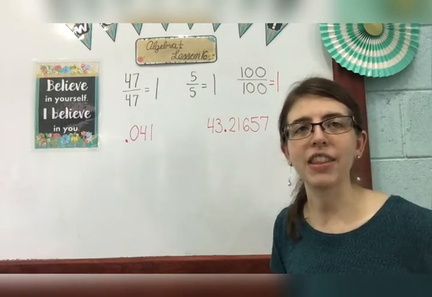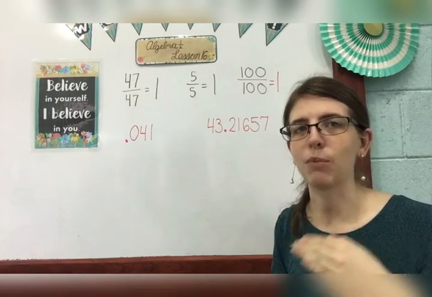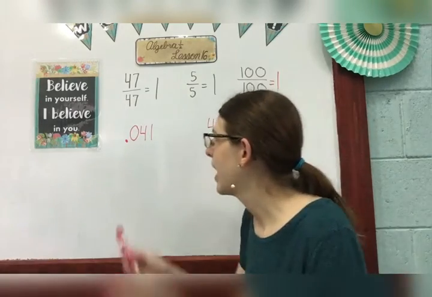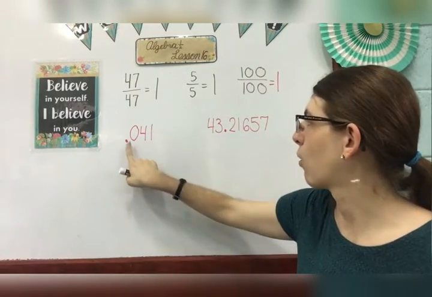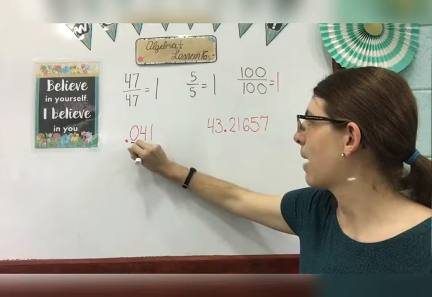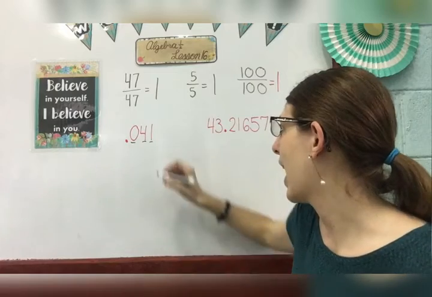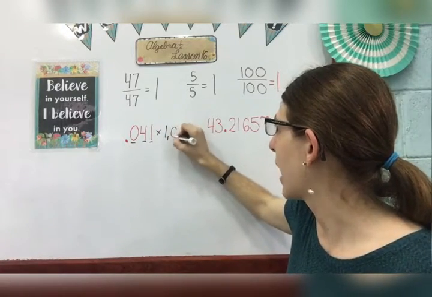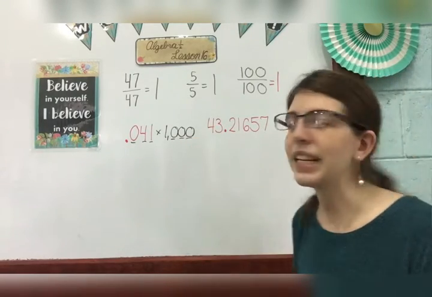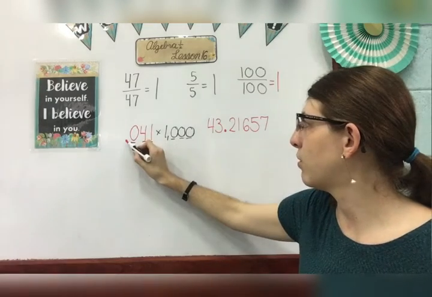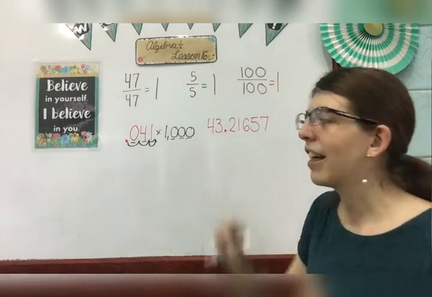So I have to find the power of 10 that when I multiply it by my decimal, it makes my decimal a whole number. Let me show you what I mean. Here I have 0.041. There are 1, 2, 3 places behind my decimal. So that means I have to multiply it by the third power of 10, by 1,000. There are 3 places, so I need 3 zeros. When I multiply that, I move my decimal point backwards 3 places, the same number of places that I have zeros.